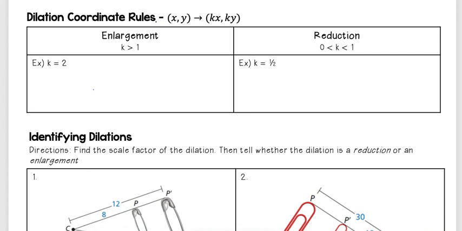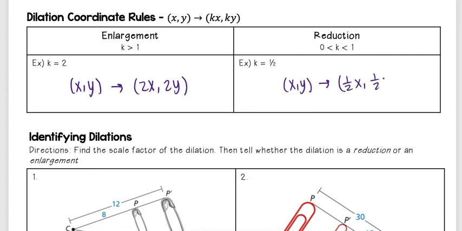And so again, we have two different types. We have an enlargement, and that's going to be whenever my scale factor is bigger than 1. So for example, if k is equal to 2, my coordinate rule there would be (x, y) to (2x, 2y). A reduction, on the other hand, is going to be any number between 0 and 1. So for example, if k was equal to 1/2, this would make the shape smaller. So if k is equal to 1/2, my coordinate rule would be (x, y) goes to (1/2 x, 1/2 y).